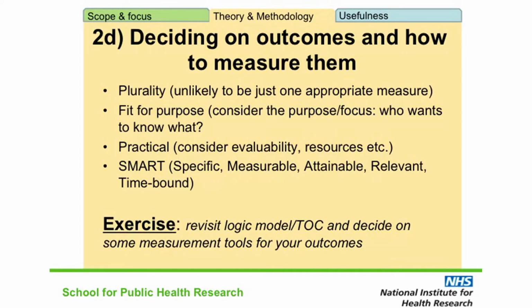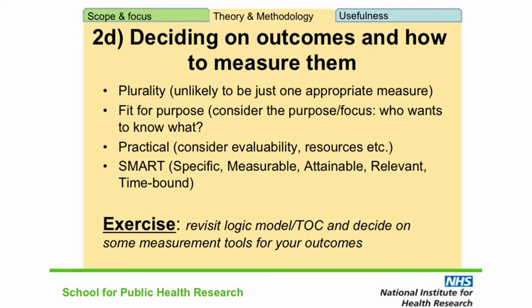So as was demonstrated with the car park example, it's very important to decide on your outcomes and how to measure them. Quite often with complex settings, the outcomes can be unexpected, so it's useful to look at a wide range of outcomes and think about how you might disaggregate the data in order to explore further emerging theories. There's unlikely to be just one appropriate measure, so it's important to think of what measures actually fit the intervention. You need to consider the purpose and the focus of the evaluation and who wants to know what.